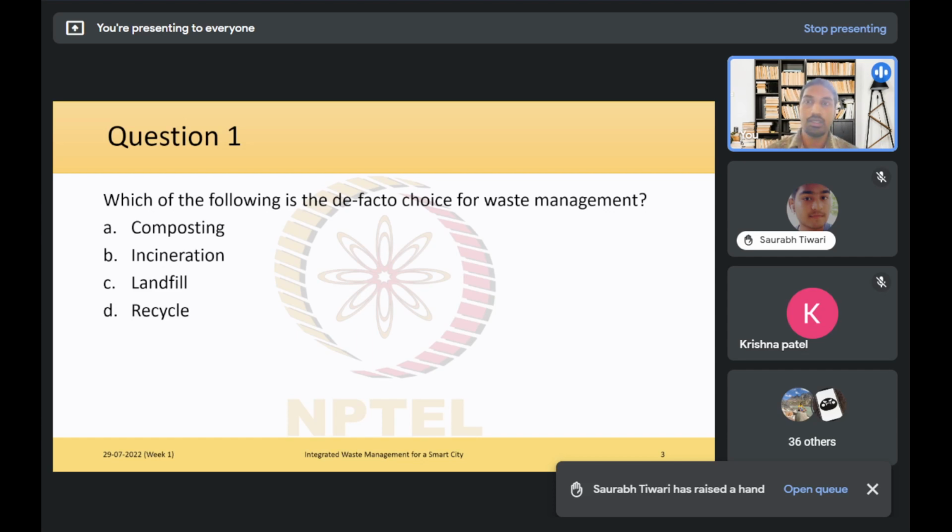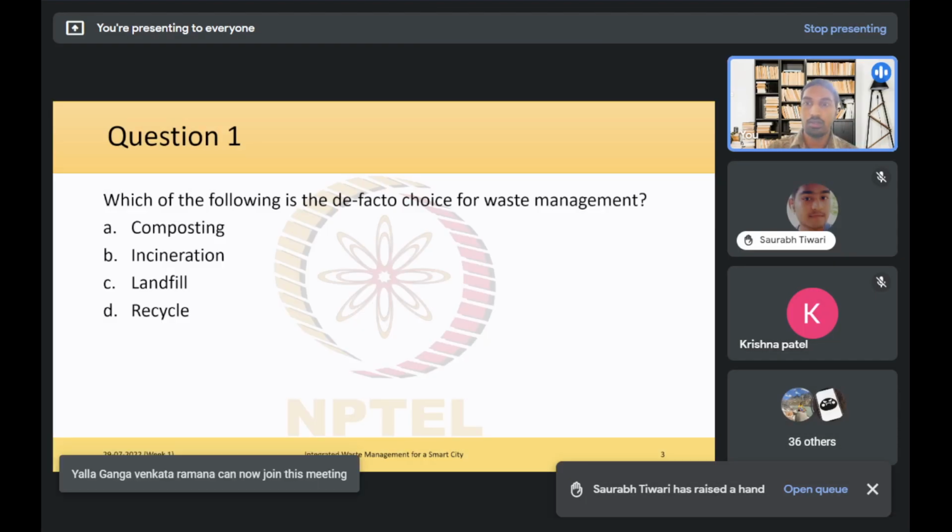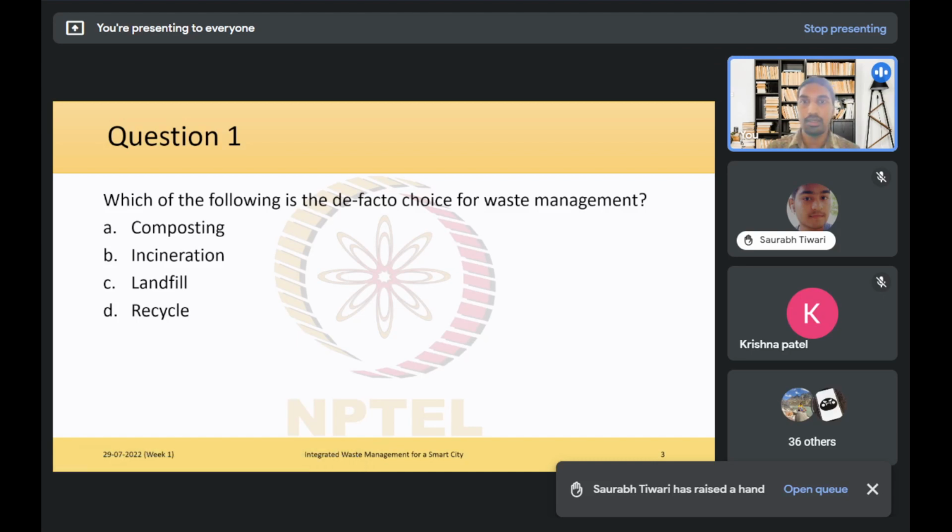So the first question is, which of the following is the de facto choice for waste management? And we have four options here: composting, incineration, landfill, and recycle. All these four are ways of managing solid waste, right? These are all different strategies that we could use. But the question is, what is the de facto choice, or the most preferred or the most used choice for waste management? So what happens in these different strategies?